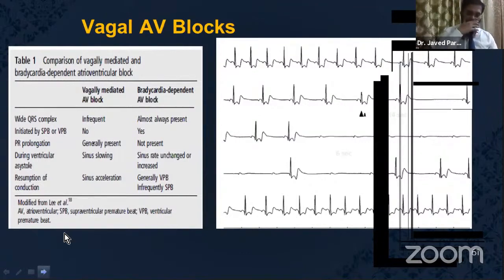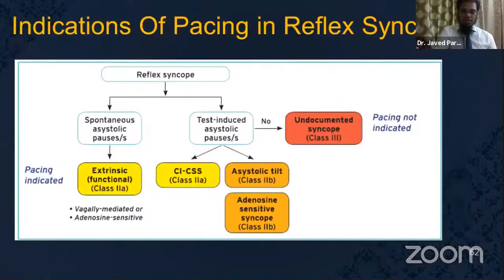So if these patients develop significant symptoms, or there is history of malignant syncope, that is, the patient has recurrent falls, significant injuries, or the patient is in a profession that endangers other people's lives, such as driving, or maybe flight attendants or pilots, then probably these patients need to be taken much more seriously. And in patients who had documented vagal AV block with associated malignant injuries, pacing is still indicated. So these are the indications of permanent pacing in patients with reflex syncope.